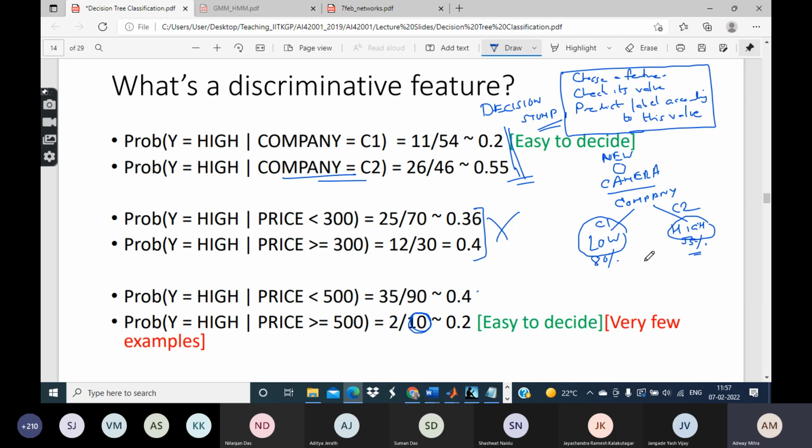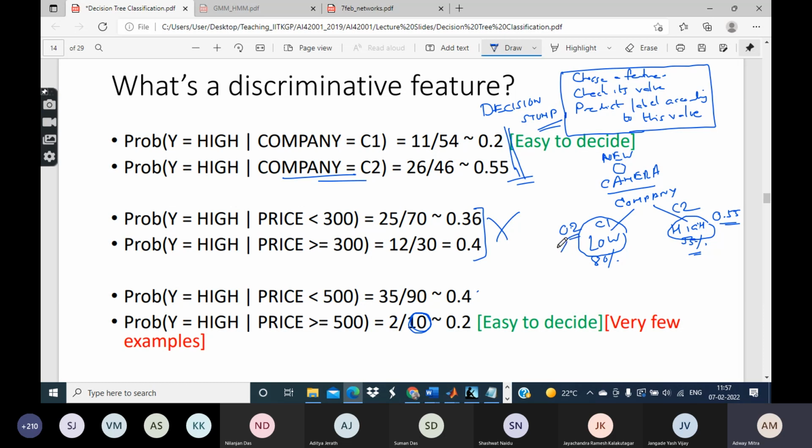So one is that the probability of any particular label should, as you mentioned, be significantly different in the two cases. It's like saying that label high in this case has only 0.2 probability, and here it has 0.55 probability. So that we can say is a big difference. So this is the case.